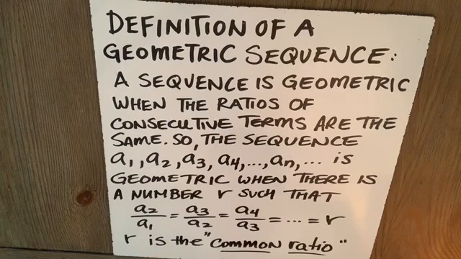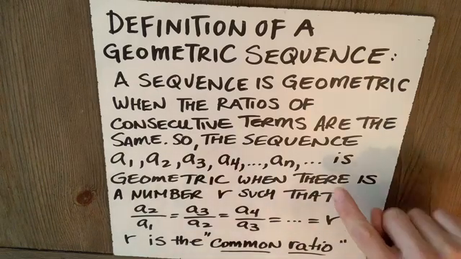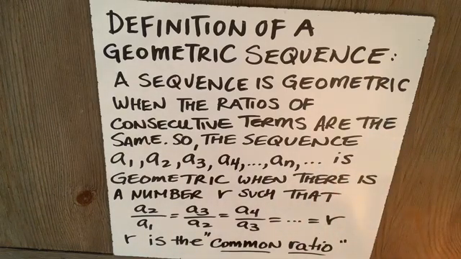So the sequence A1, A2, A3, A4, etc., all the way through AN and continuing on forever is geometric when there is a number R such that A2 over A1 is the same as A3 over A2 is the same as A4 over A3 is equal to this R, and we call R the common ratio.